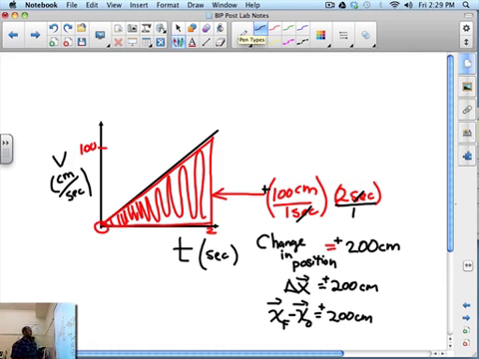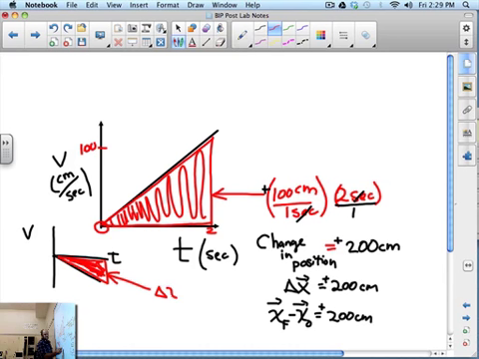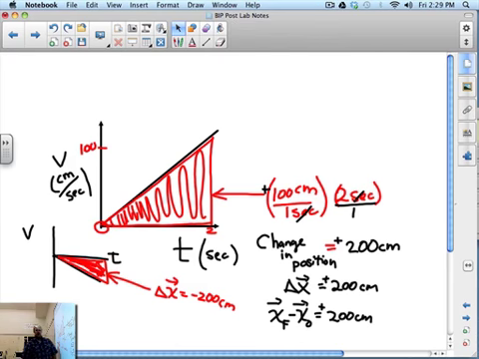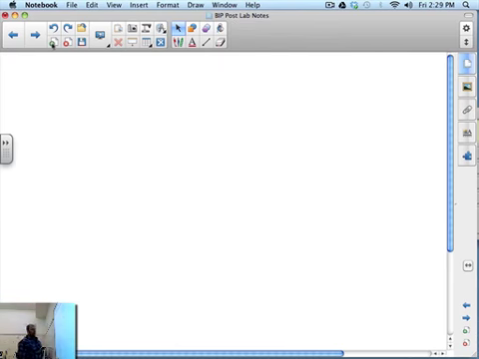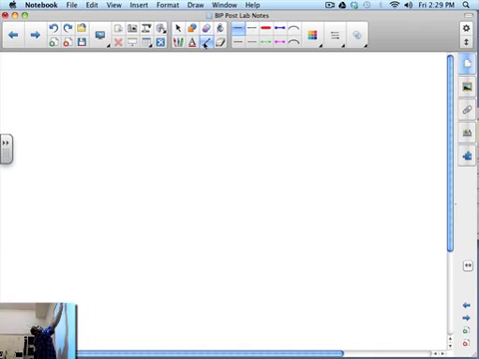Okay? Because we could have the same graph like this, in which case we would have a negative displacement of 200 centimeters. All right? So now you wonder what happens if we don't have an initial velocity of 0. Okay? This happens quite a bit, actually.